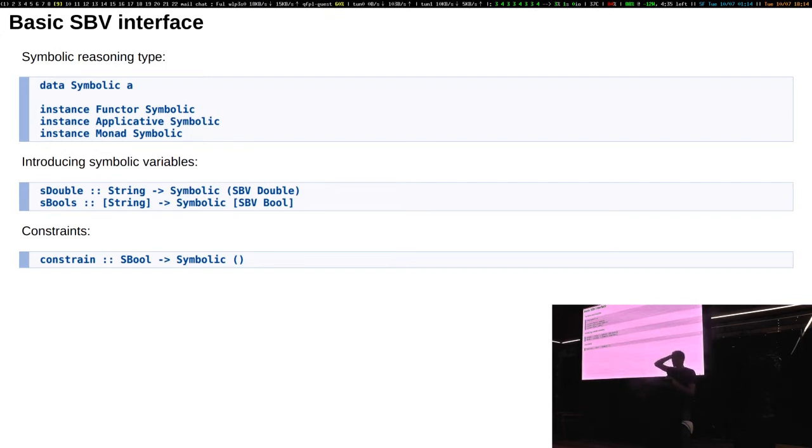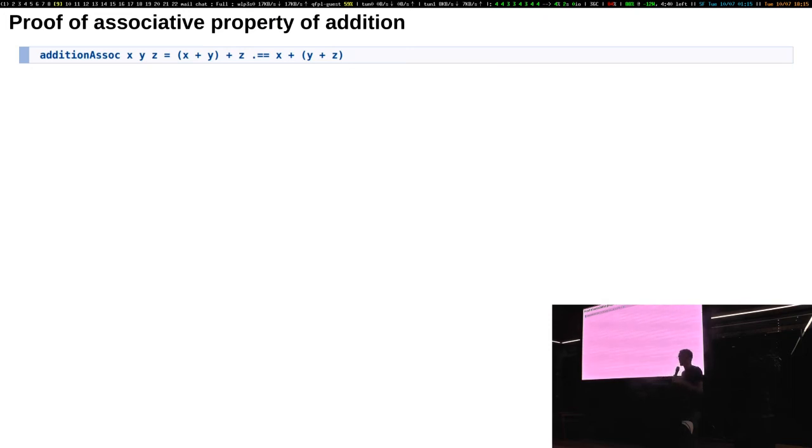And there's also constrain. So I can say some predicate and constrain the solution to only where that predicate holds. Anybody really lost? Sweet. Okay, let's start simple.